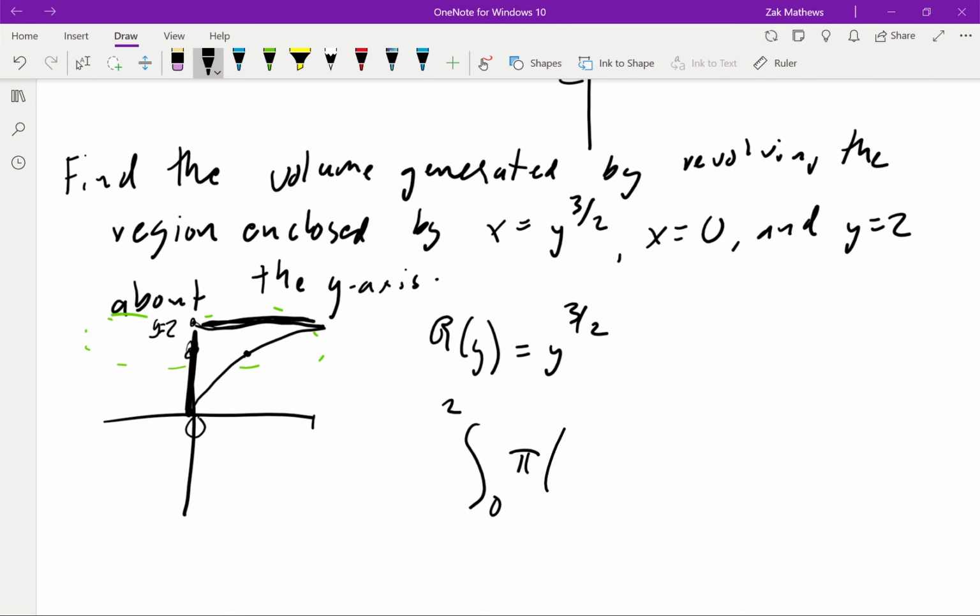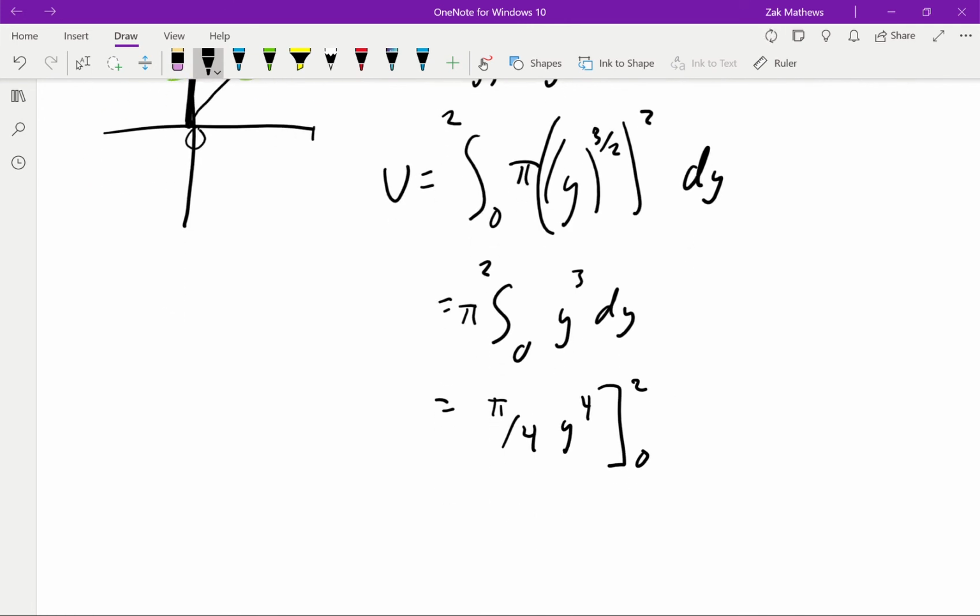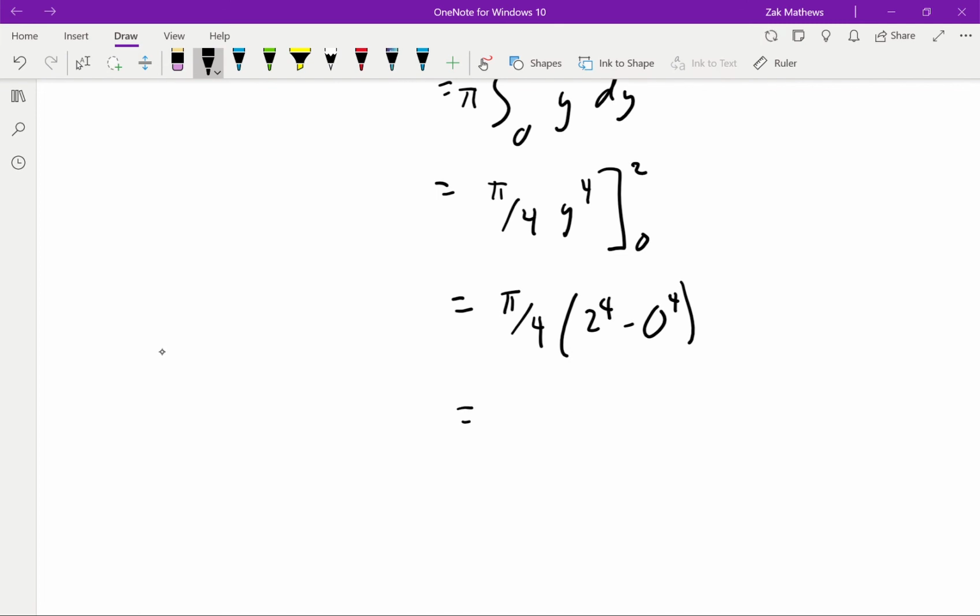We're going to have our pi, our r, y to the 3/2 needs to be squared dy, and I'll call it my volume, so I'll put my v out front. We can simplify that a little bit. I can pull out the pi, and then if I take y to 3/2 and square, it's y to the 3rd dy. So we'll get pi over 4 y to the 4th, and we're going to integrate that from 0 to 2. And so we'll have pi over 4, 2 to the 4th minus 0 to the 4th. 2 to the 4th is 16, and then 16 divided by 4 is 4. And so that would be our volume, 4 pi units cubed.